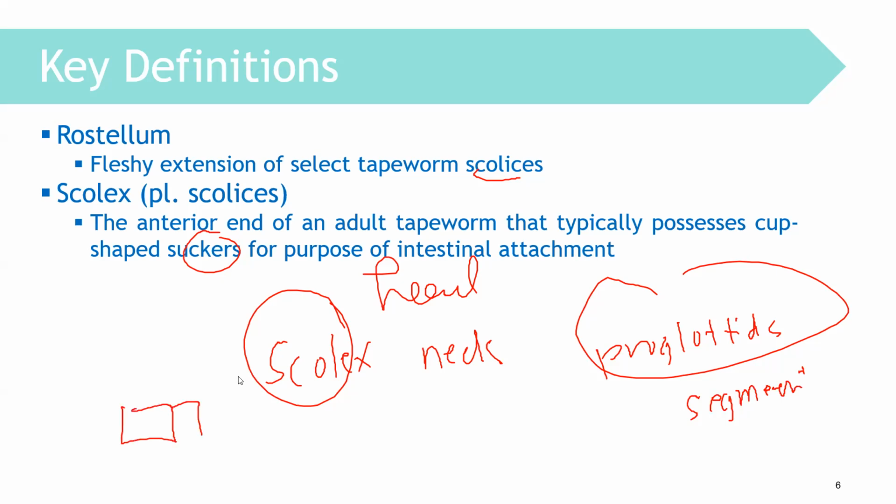Again, they are segmented, and each segment of the cestode houses one male sex organ and one female sex organ.